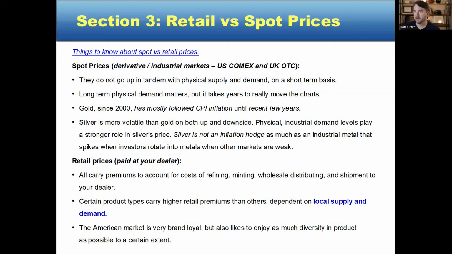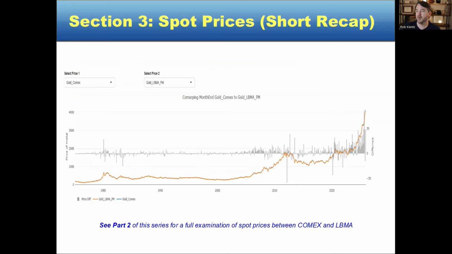All right, here's a super short recap on spot prices. I want to show this chart from Tony's website. On these charts I pull from Tony's website, I give you the link down there. It's all analytics, just go there. And if you want a full examination of spot prices on the COMEX and LBC, part 2, I've said this many times in this presentation, goes into more detail.